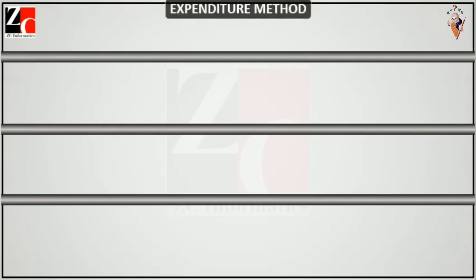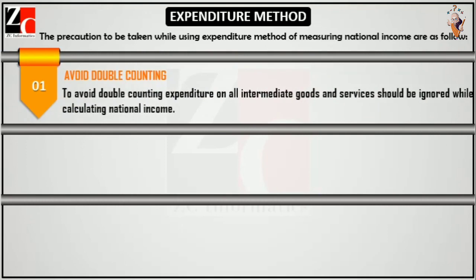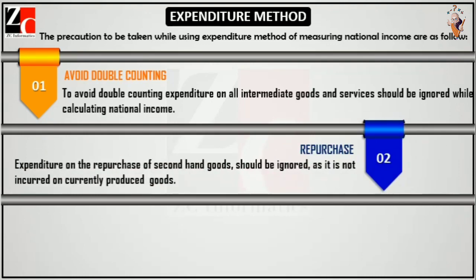The precautions to be taken while using expenditure method of measuring national income are as follows. Point number 1. Avoid double counting. To avoid double counting, expenditure on all intermediate goods and services should be ignored while calculating national income. Point number 2. Repurchase. Expenditure on the repurchase of second-hand goods should be ignored as it is not incurred on currently produced goods.